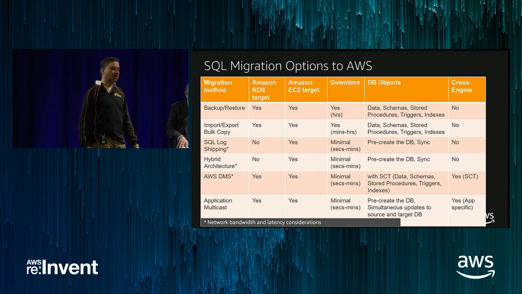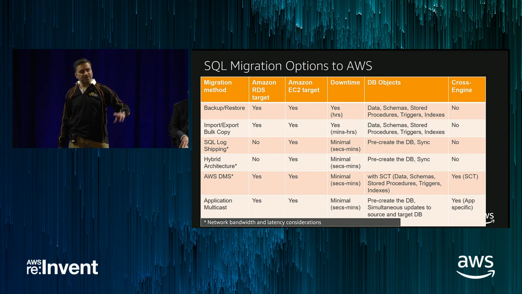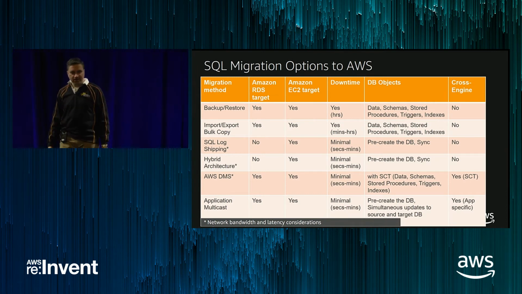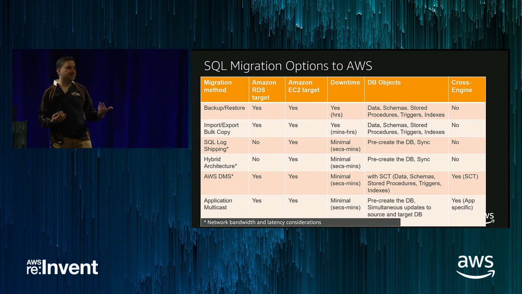However, you'll not be able to do a cross-engine migration. That means if you're trying to migrate from SQL Server to Aurora or Postgres, you can't do a backup file and then import and things like that. That won't work.